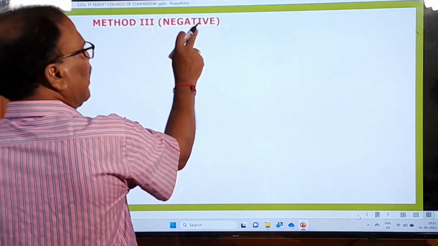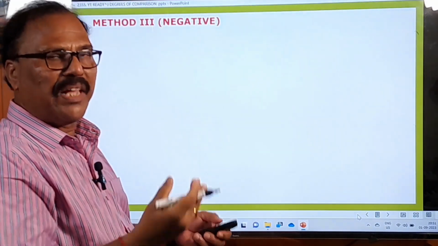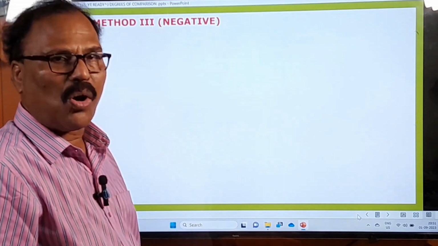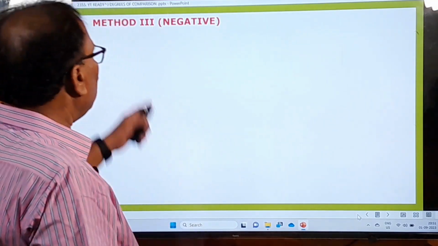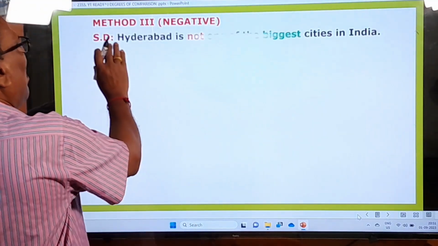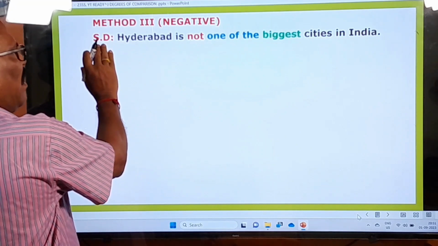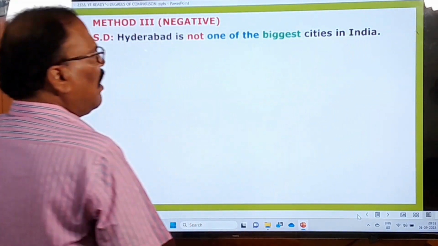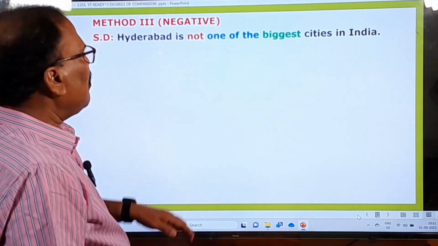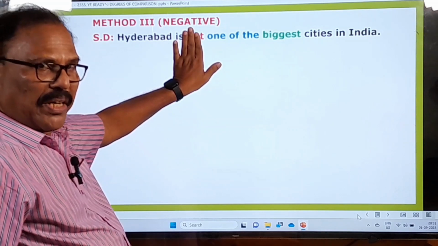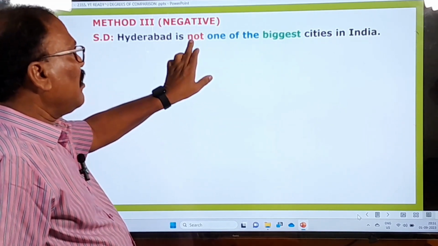Method 3, negative. Negative means if there is no or not in the given sentence, then that sentence is called a negative sentence, right? This is method 3, negative. How? Let us see that. Okay. Hyderabad, this is the superlative degree sentence. Hyderabad is not one of the biggest cities in India. Earlier we have learnt the superlative degree without this not. Okay. But now we are learning it with not.